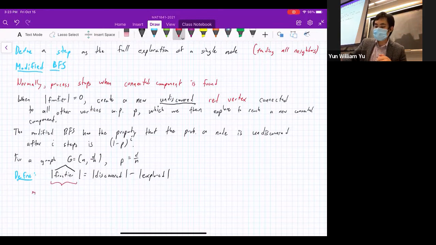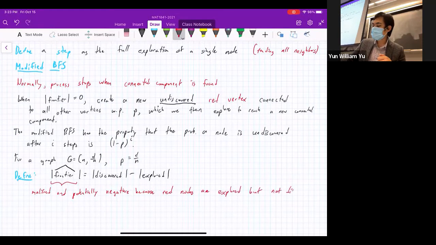So modified and potentially negative, because red nodes are explored but not discovered. Which was not true originally, right? So originally, if you were going to explore a node, you had to discover it first. But now that doesn't have to happen. And so this modified frontier size, in quotes, can potentially be negative.